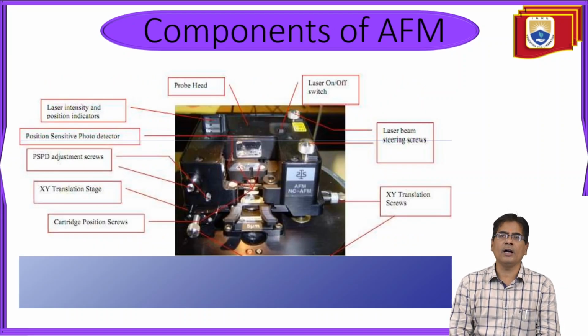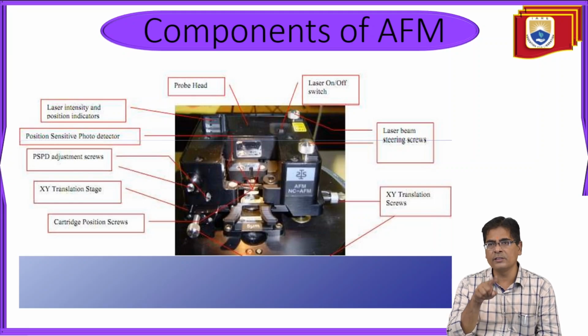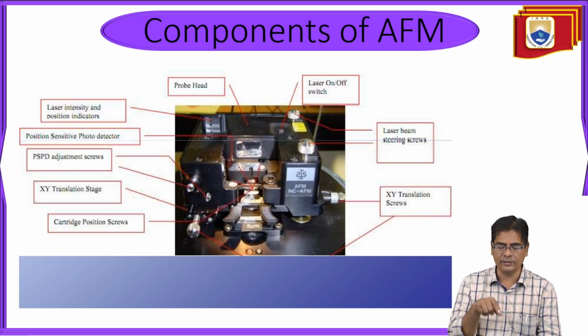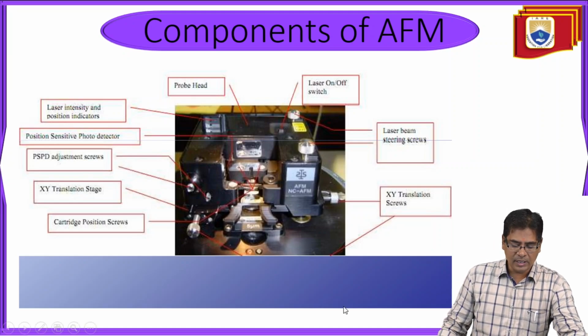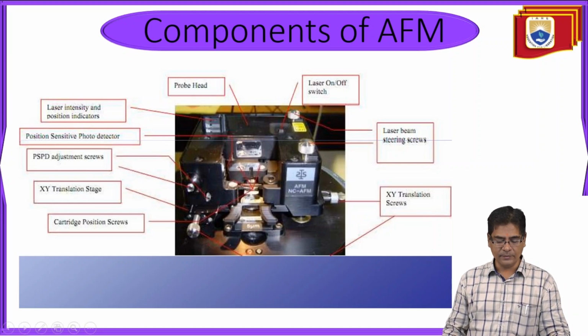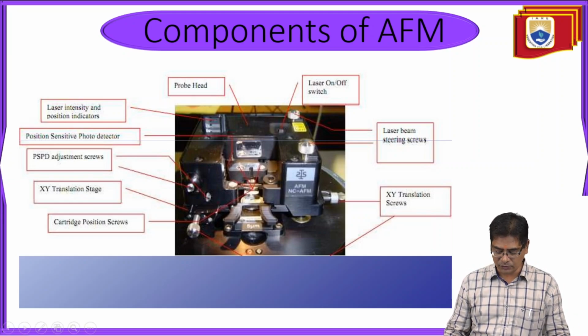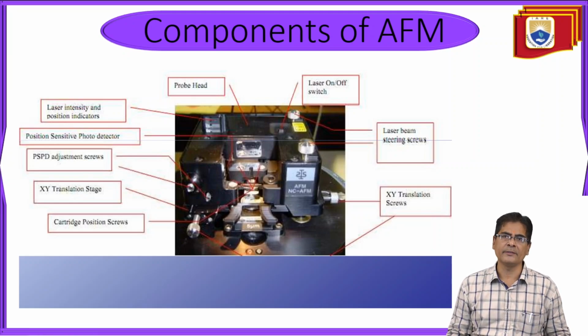So these are the different components of AFM, right? We have the probe head, the laser on switch, and laser beam centering screws, and XY translation screws. XY translation is the resolution that we can see on the interface, right? At the same time, we have the laser intensity and position indicators, position sensitive photodetector (PSPD) adjustment screws, XY translation stages, and cartridge position screws. So these are some of the components of atomic force microscopy.